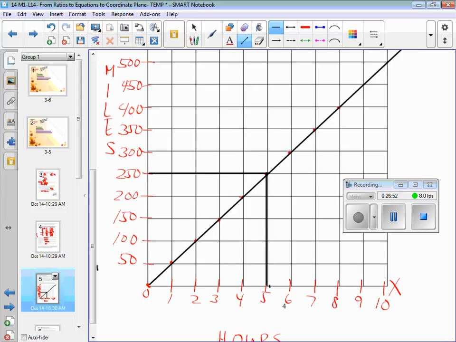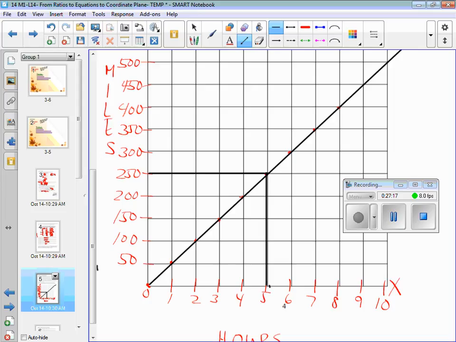All right, question 3. About how many miles will the train have traveled after 5.5 hours? 5.5. Right, Levi? How many think 275? Does anybody not know how we get that? I'll show it to you.